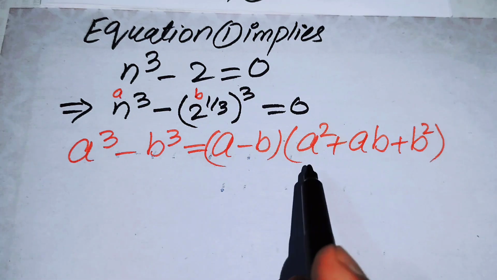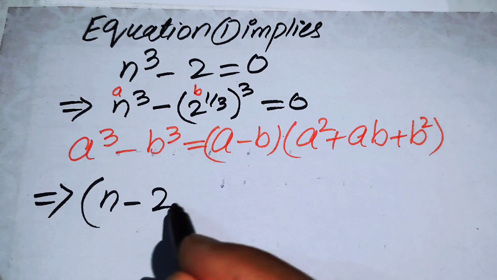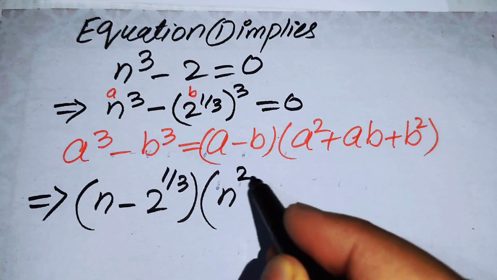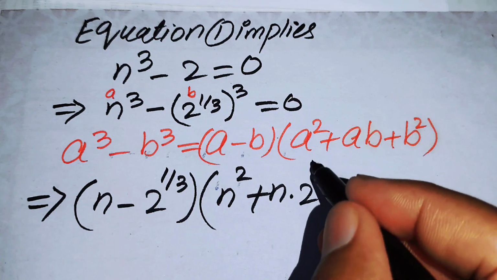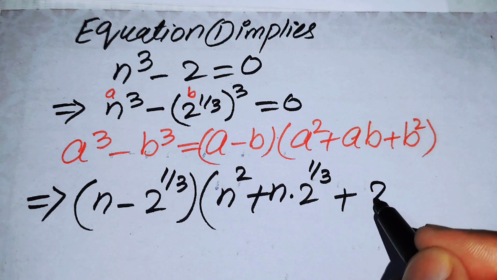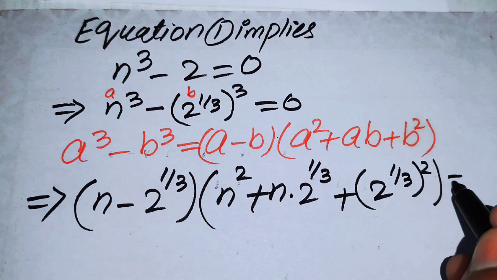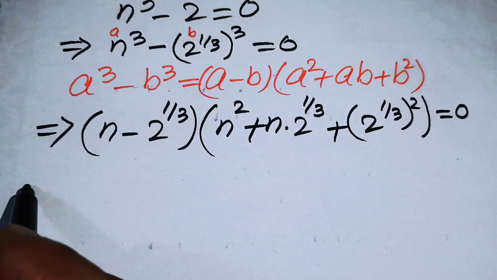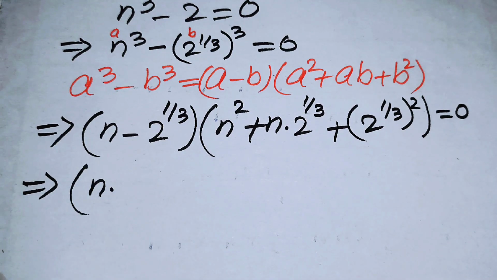So we put these two values here, and you get the output in the form of n minus 2 to the power of 1 over 3 times n square plus n times 2 to the power of 1 over 3 plus b square, and the value of b is 2 to the power of 1 over 3, and its square, is equal to 0.